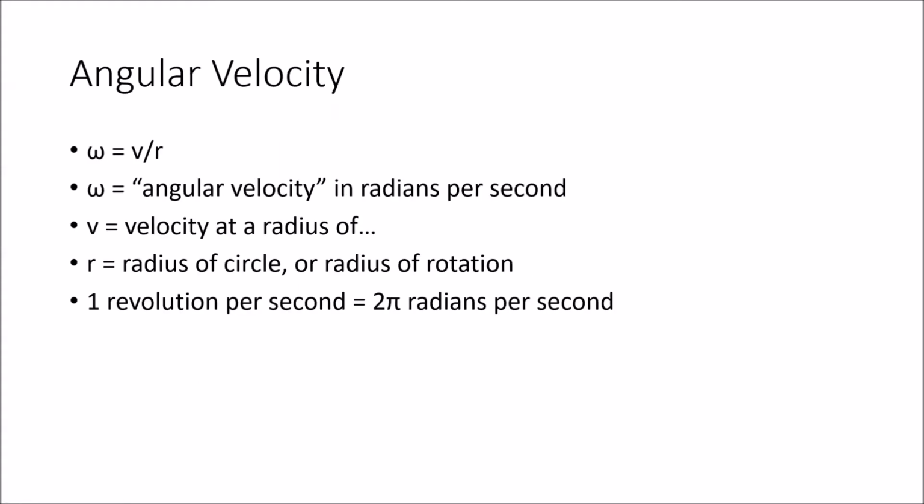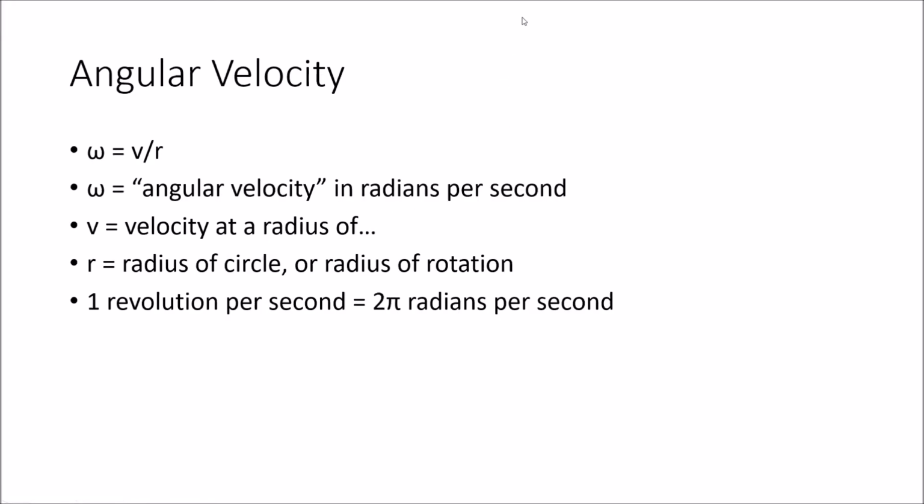Similarly, angular velocity is this quantity called omega. That funny looking W is called an omega. This is specifically a lowercase omega. Lowercase omega, the angular velocity, is equal to the linear velocity, the regular velocity, divided by the radius of the circle that you're making. Omega is a quantity measured in radians per second.